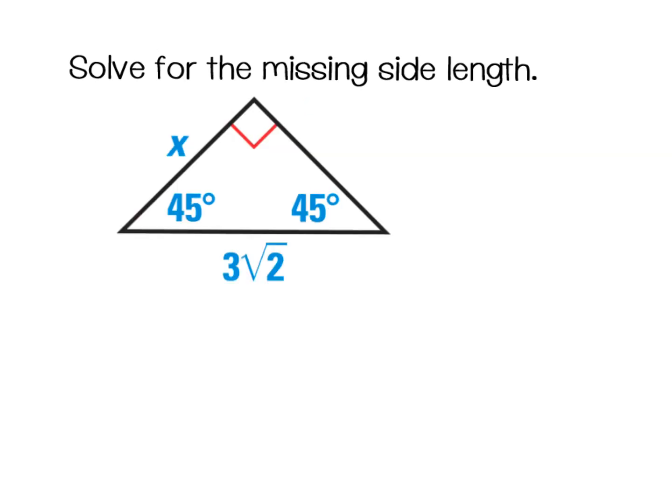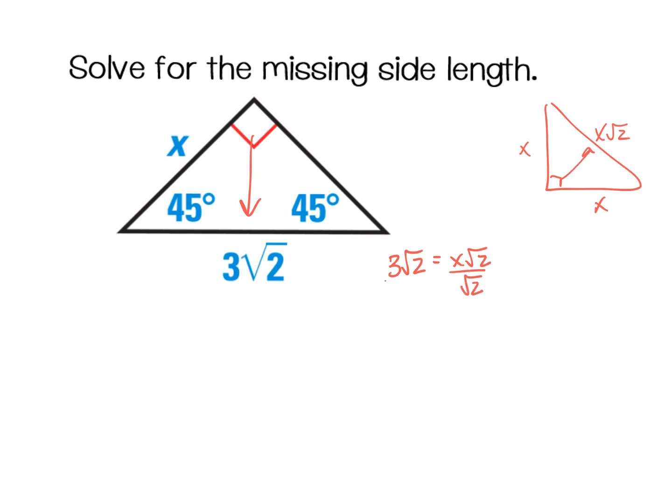All right, the next one. Again, we have the hypotenuse, and our hypotenuse is x radical 2. So I'm going to take 3 radical 2 and set that equal to x radical 2. Again, because x radical 2 is the hypotenuse on my formula triangle, and 3 radical 2 is the hypotenuse on my problem here. I'm going to solve for x by dividing by a radical 2. The radical 2's cancel each other out. So we have x is equal to 3.